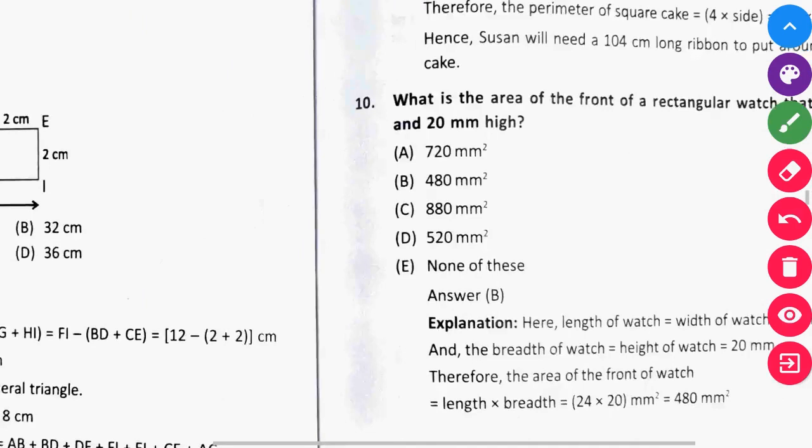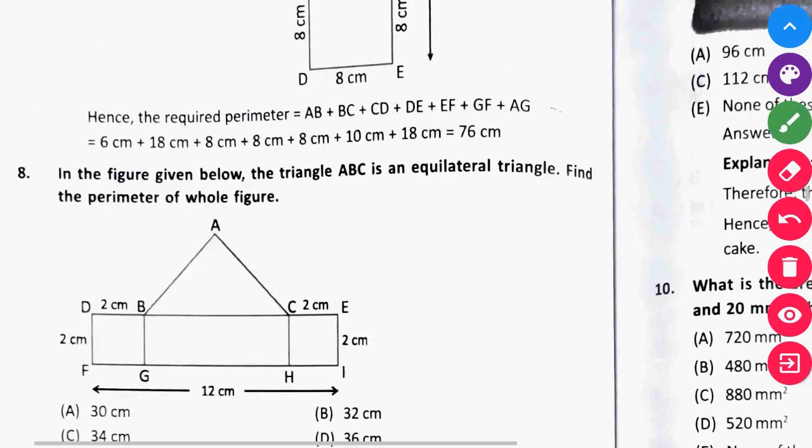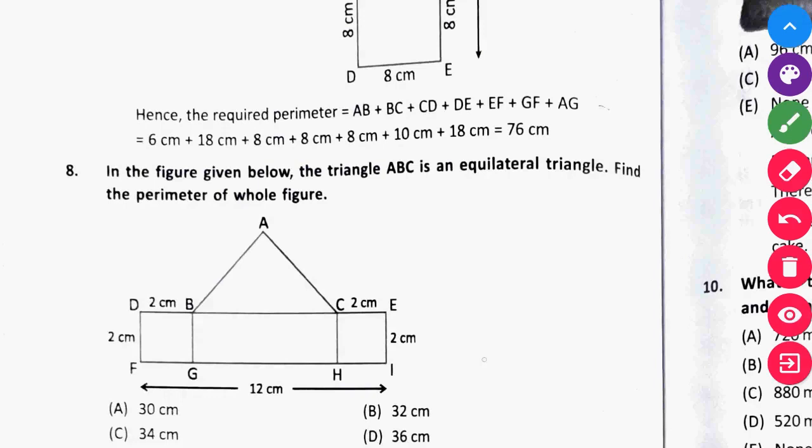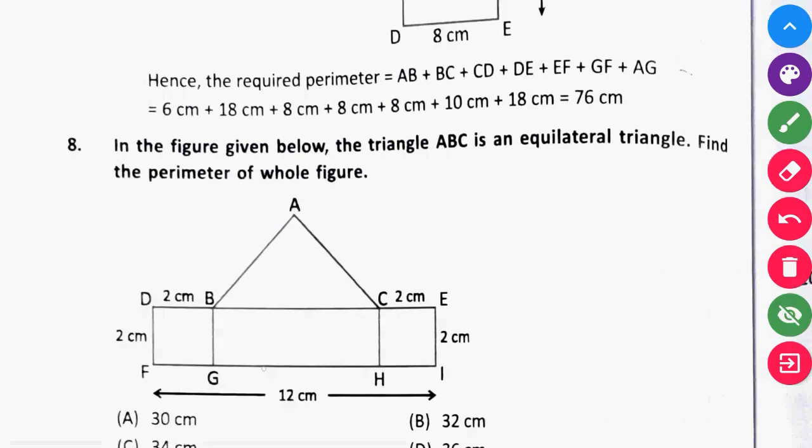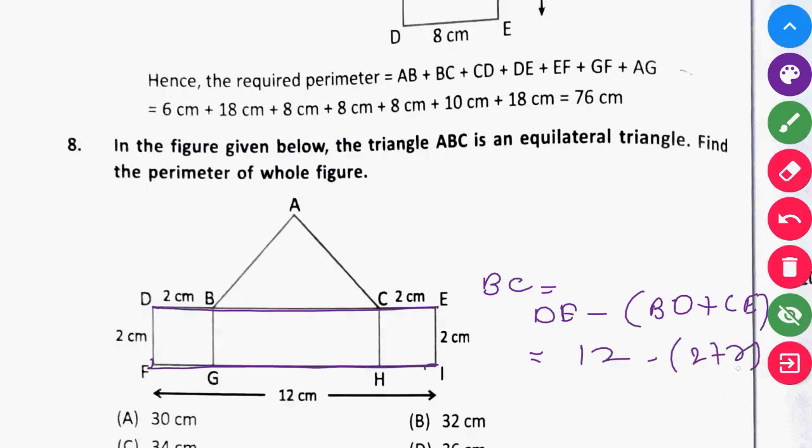Understood? No? 2 plus 2, 4. 2 plus 2, 4. Means total 8. Right? 12 minus 8. No. This length is 12 centimeter. So this length is 12 centimeter. So length of BC is equal to DE minus DB plus CE. DE is how much? 12 minus 2 plus 2, that is 12 minus 4, that is 8.